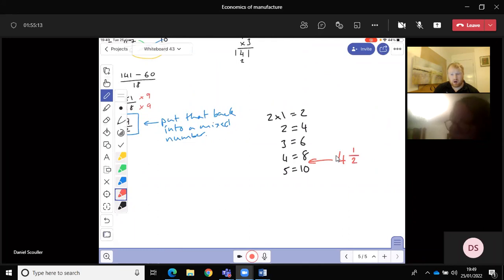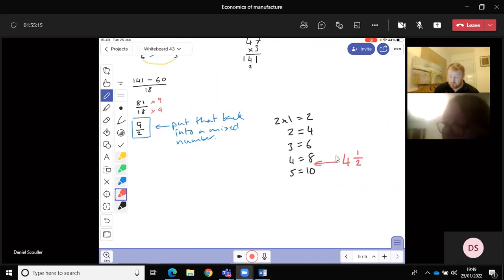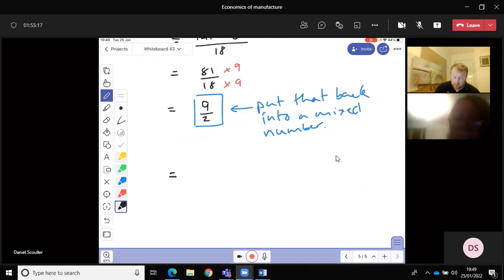Okay, which will be our 1 over. So our answer is 4 wholes plus a half. Okay, so we've reversed that process. So we've looked at how many 2's are in that. Okay, we've removed the wholes. Okay, and then we've put that back into a fraction.